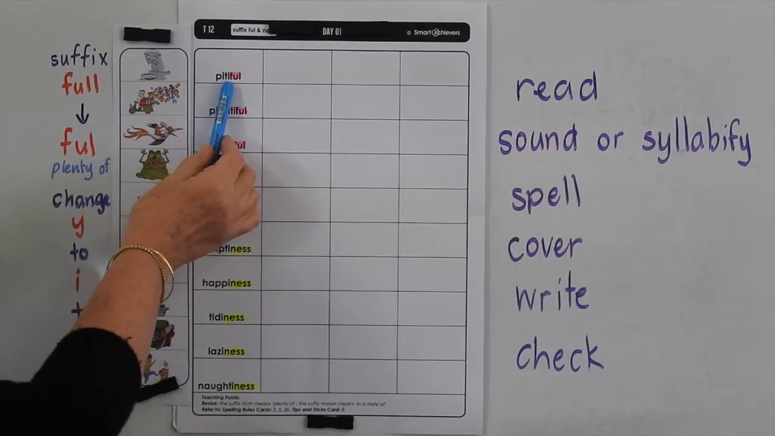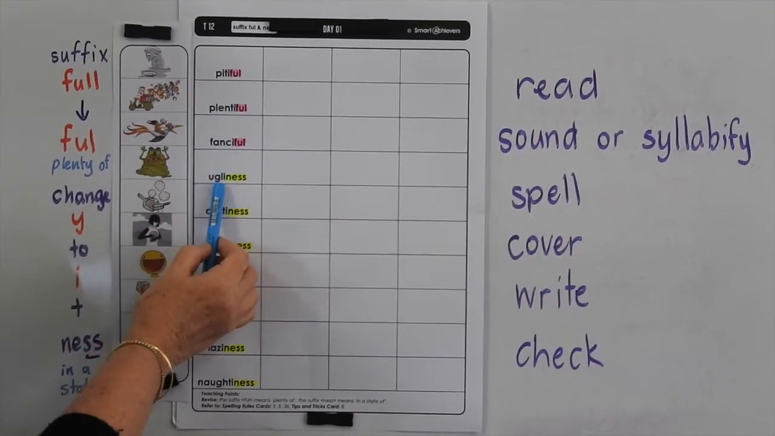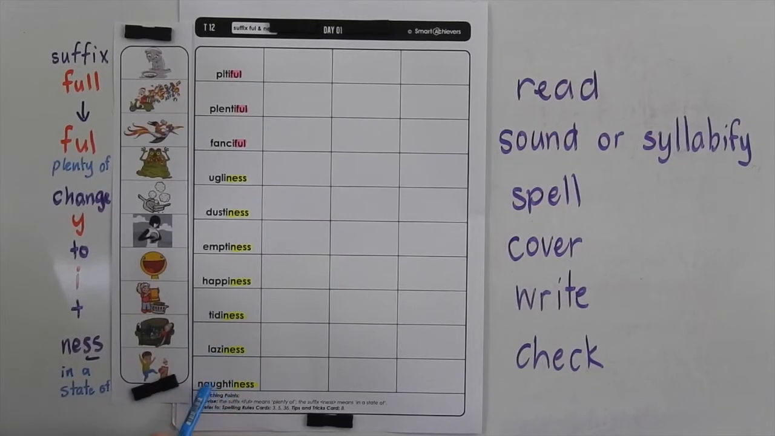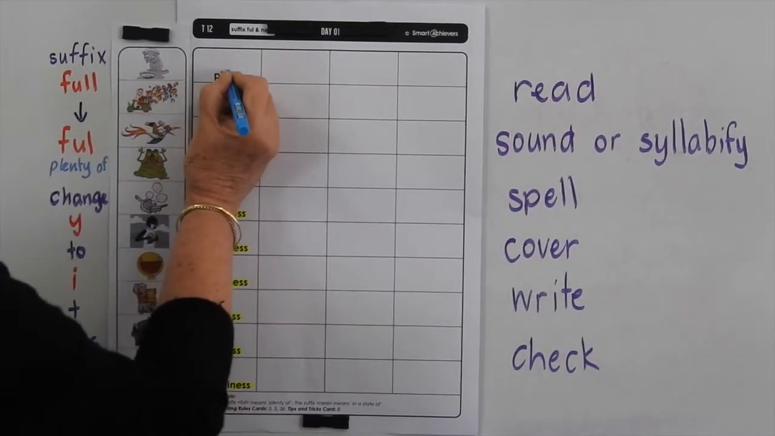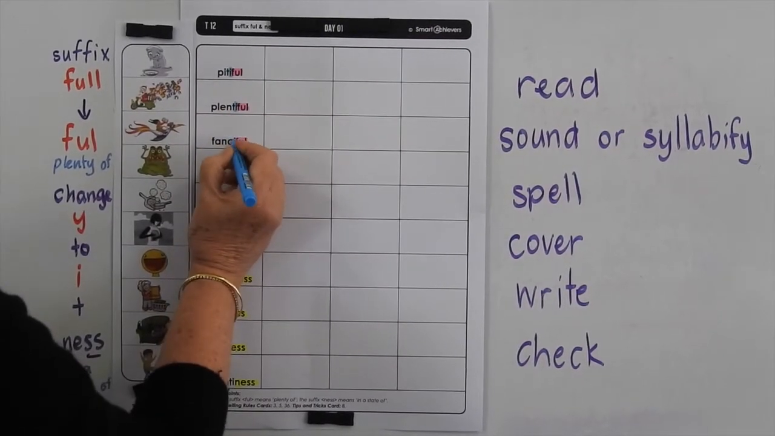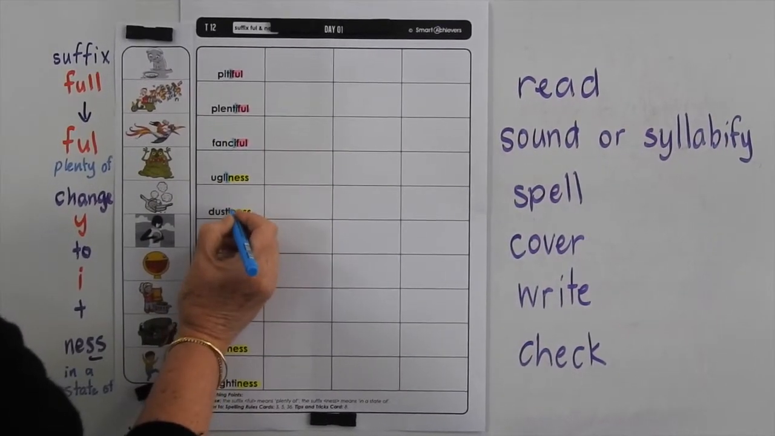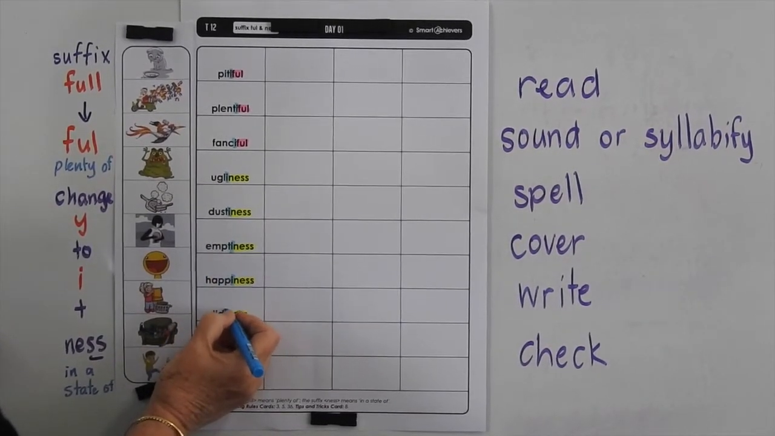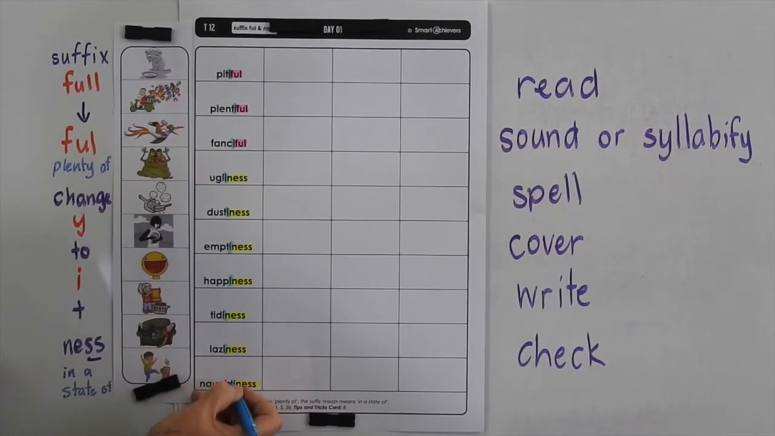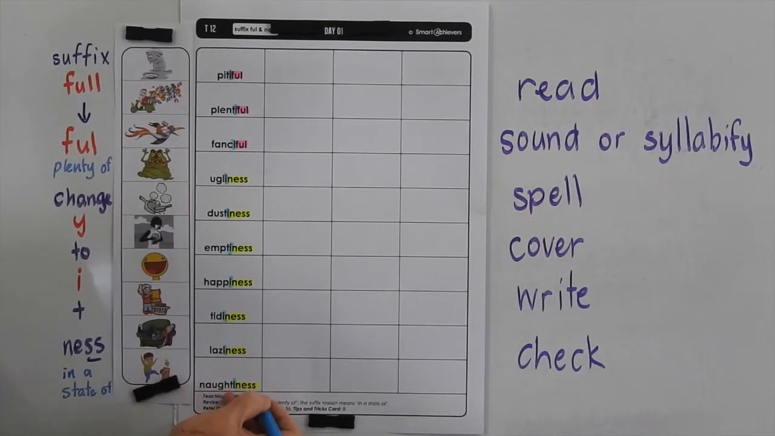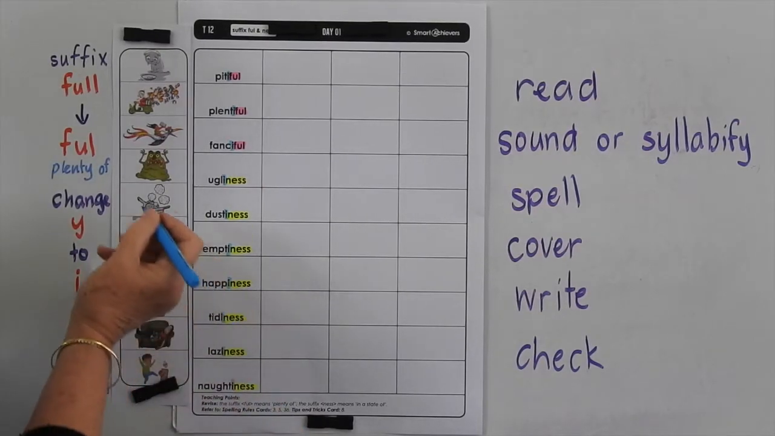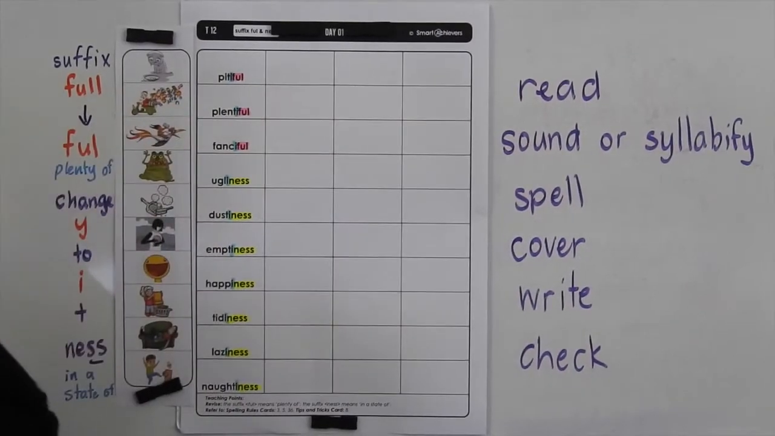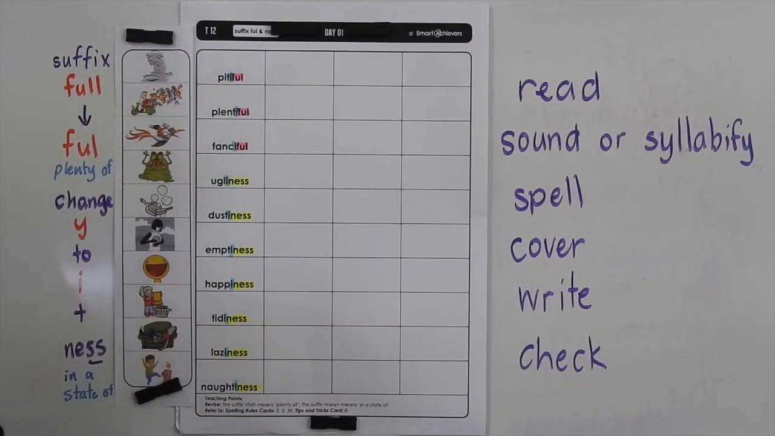So our words are pitiful, plentiful, fanciful, ugliness, dustiness, emptiness, happiness, tidiness, laziness, and naughtiness. Now I want you to go through and highlight that Y that's changed into an I in each one of these words, because it is important to remember that you can't leave that letter out of the word, because you can't leave that sound out of these words. You can't say naughtness, it's got to be naughtiness. Pitful, no, it's got to be pitiful.